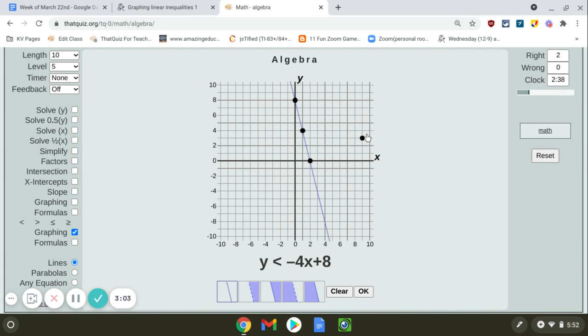So on this one, when I'm determining shading, see, if I plug in 0, 0, this is going to give me 0, and that's going to give me 0. So it's going to say 0 is less than positive 8. So is 0 less than positive 8? Well, yes, it is. So that does mean that this needs to be shaded. All right, the 0, 0 does need to be shaded. So I'm going to have to shade below, and it's going to have to be a dashed line.